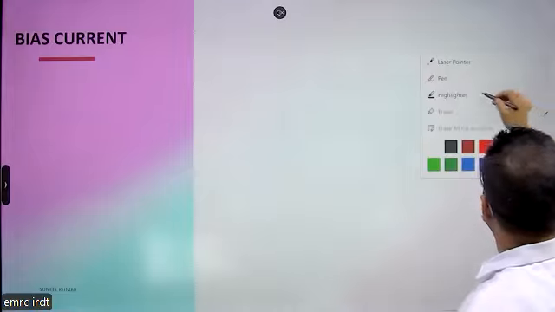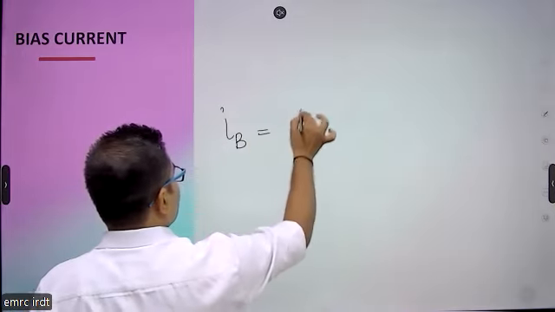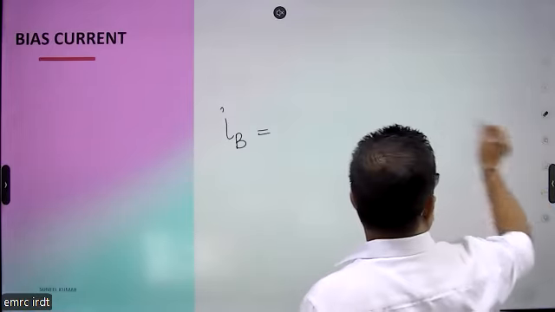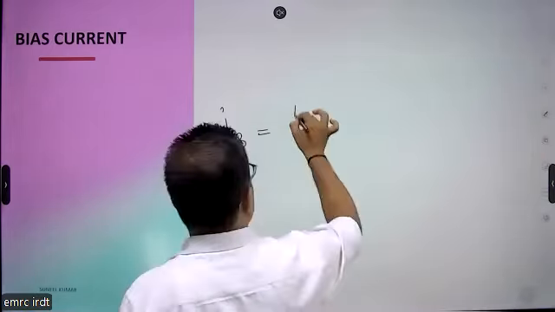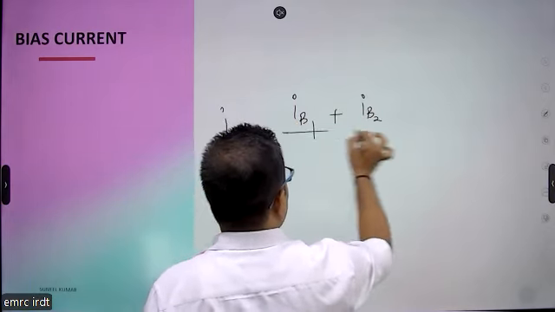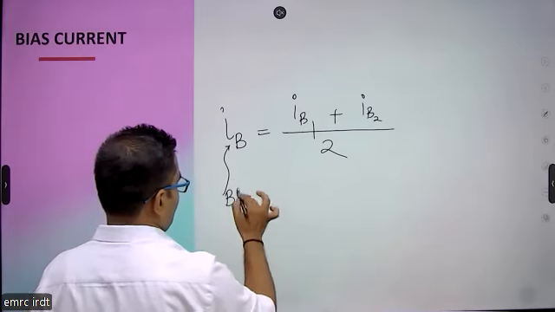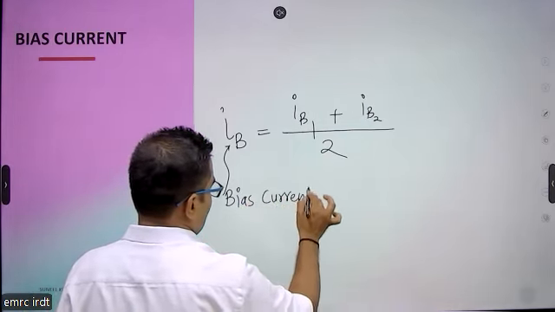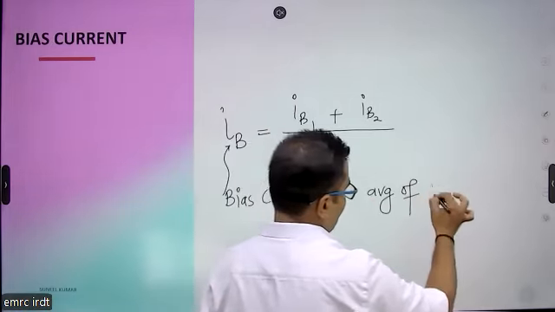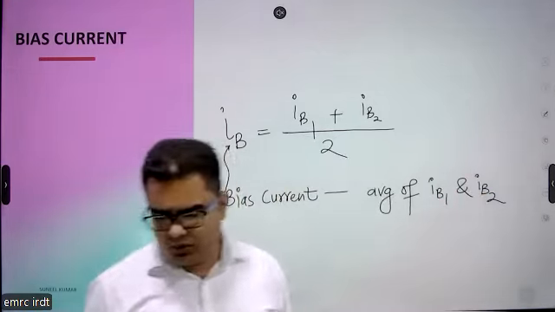Bias current is basically the average of the input currents. We can write it as IB is equal to the average of IB1 and IB2. Bias current is the average of IB1 and IB2. So this is known as the bias current.